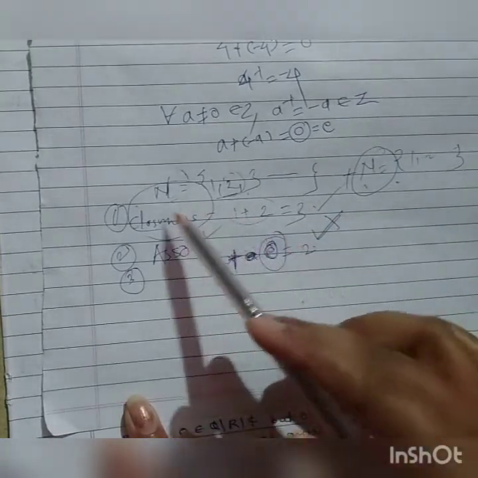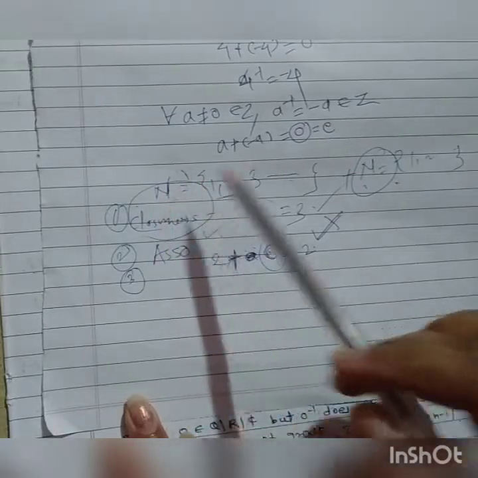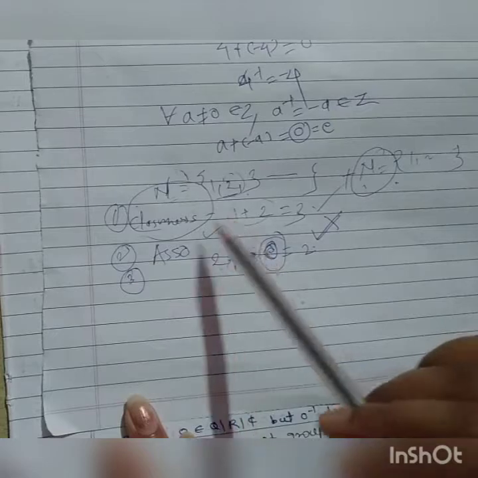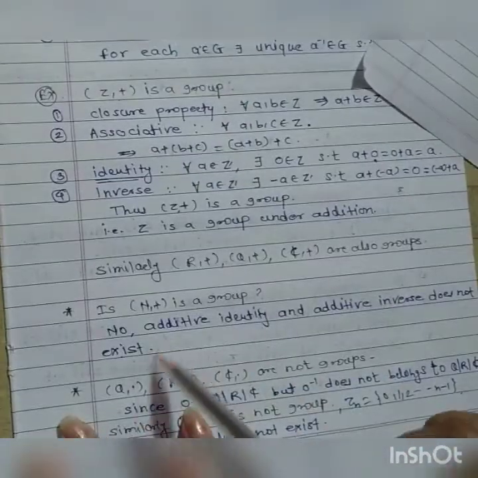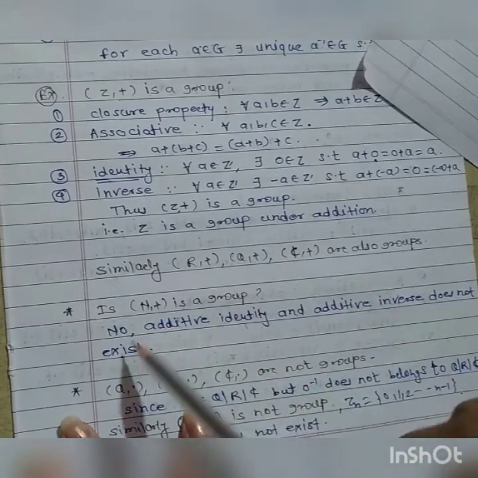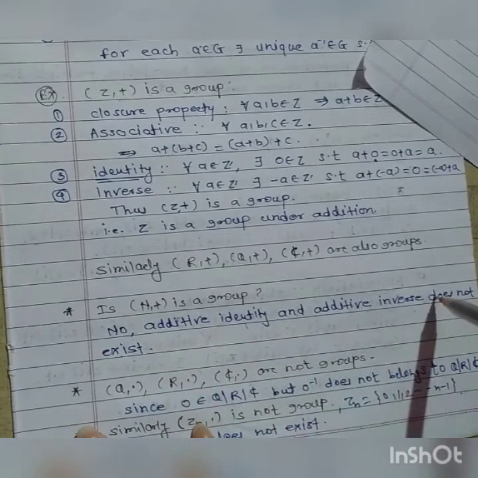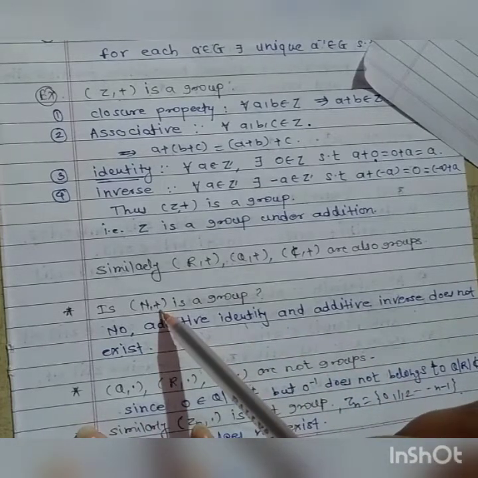This implies, is the set N with the binary operation addition a group? No, since the identity doesn't belong to this set of natural numbers. Therefore, this is not a group. Here it should be written: no, N plus is not a group because the additive identity and additive inverse do not belong to the set of natural numbers.